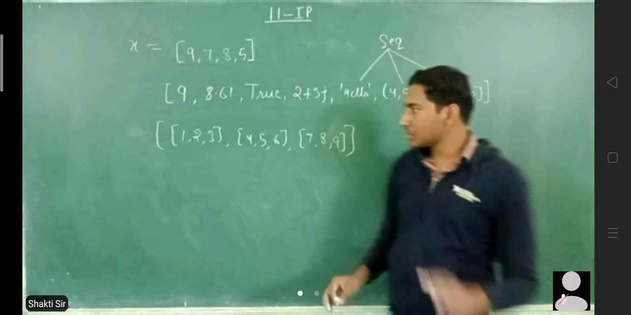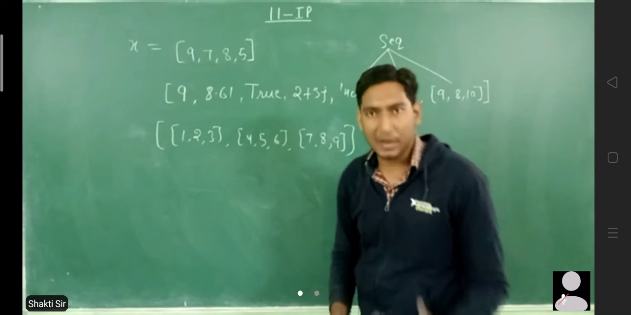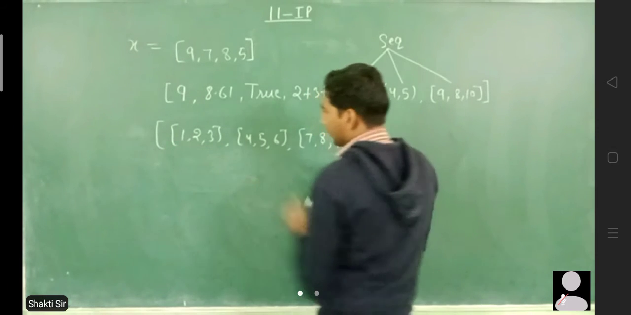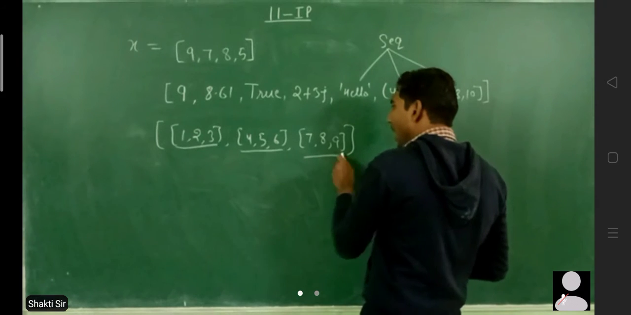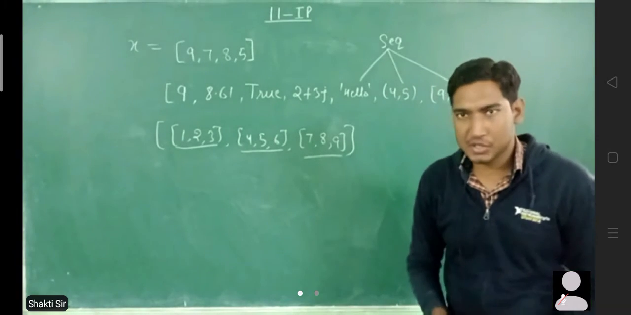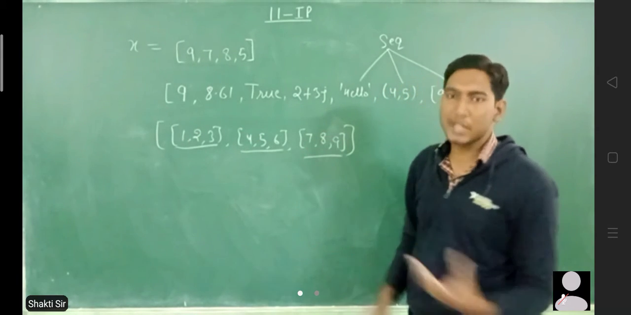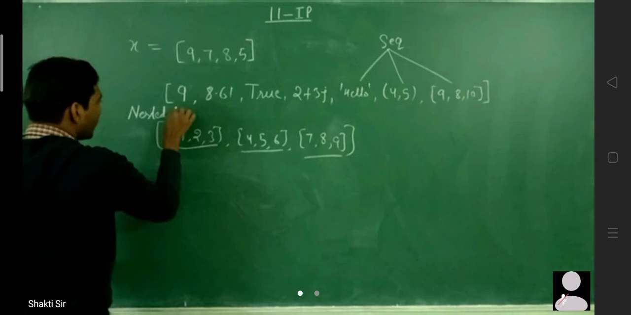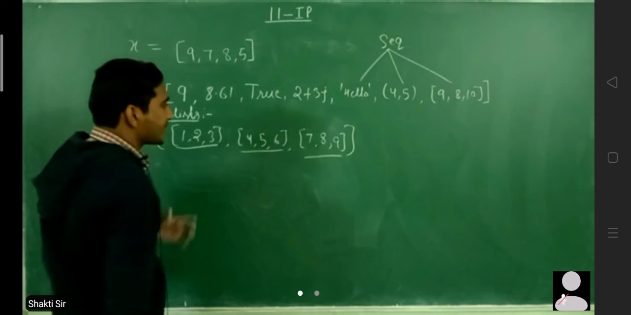So we have a list. In this list we have three items. This is the first item, this is the second item, and this is the third item, and each of the items is itself a list. Like 1 2 3, this is a list, this is also a list, this is also a list. This concept is known as nested list.